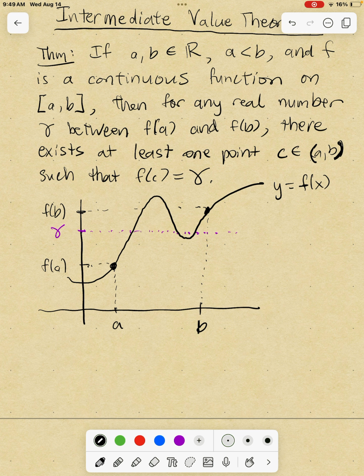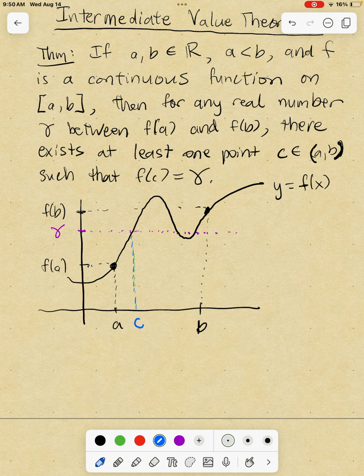In this picture, there's actually multiple possibilities for c. So here's one instance of c, right there. The point is that the graph of the function y equals f of x has to intersect the line y equals gamma at some point. That's what the intermediate value theorem says.